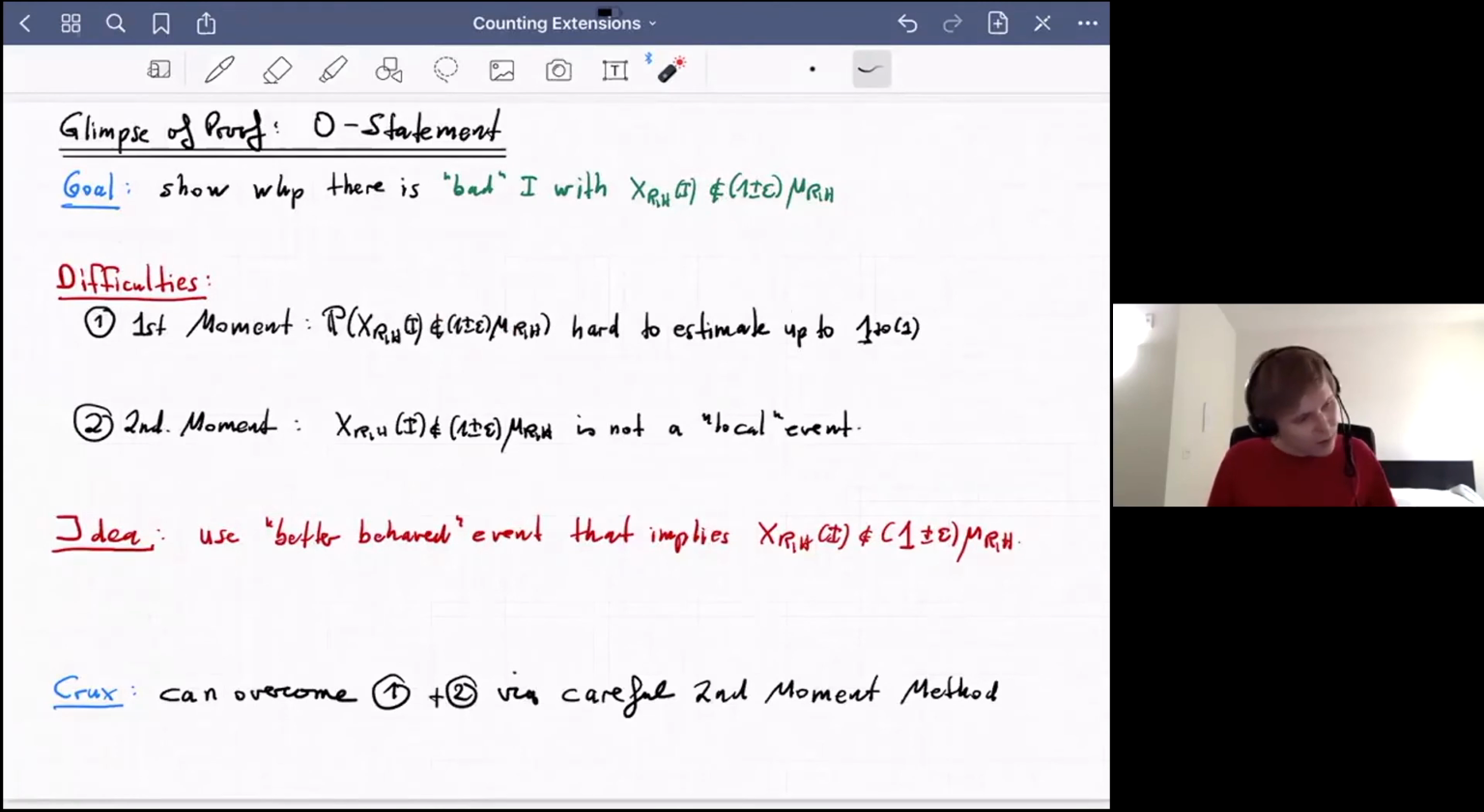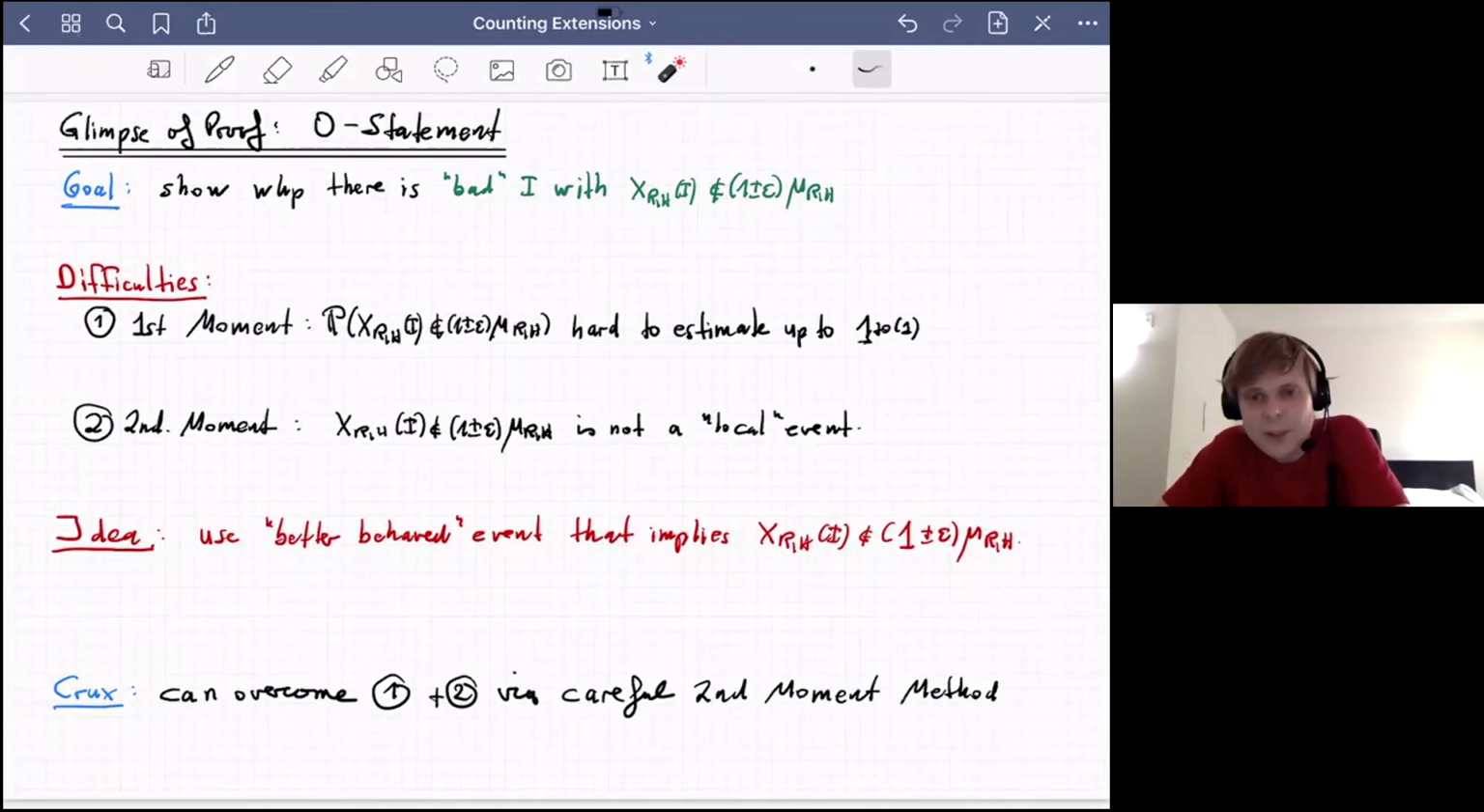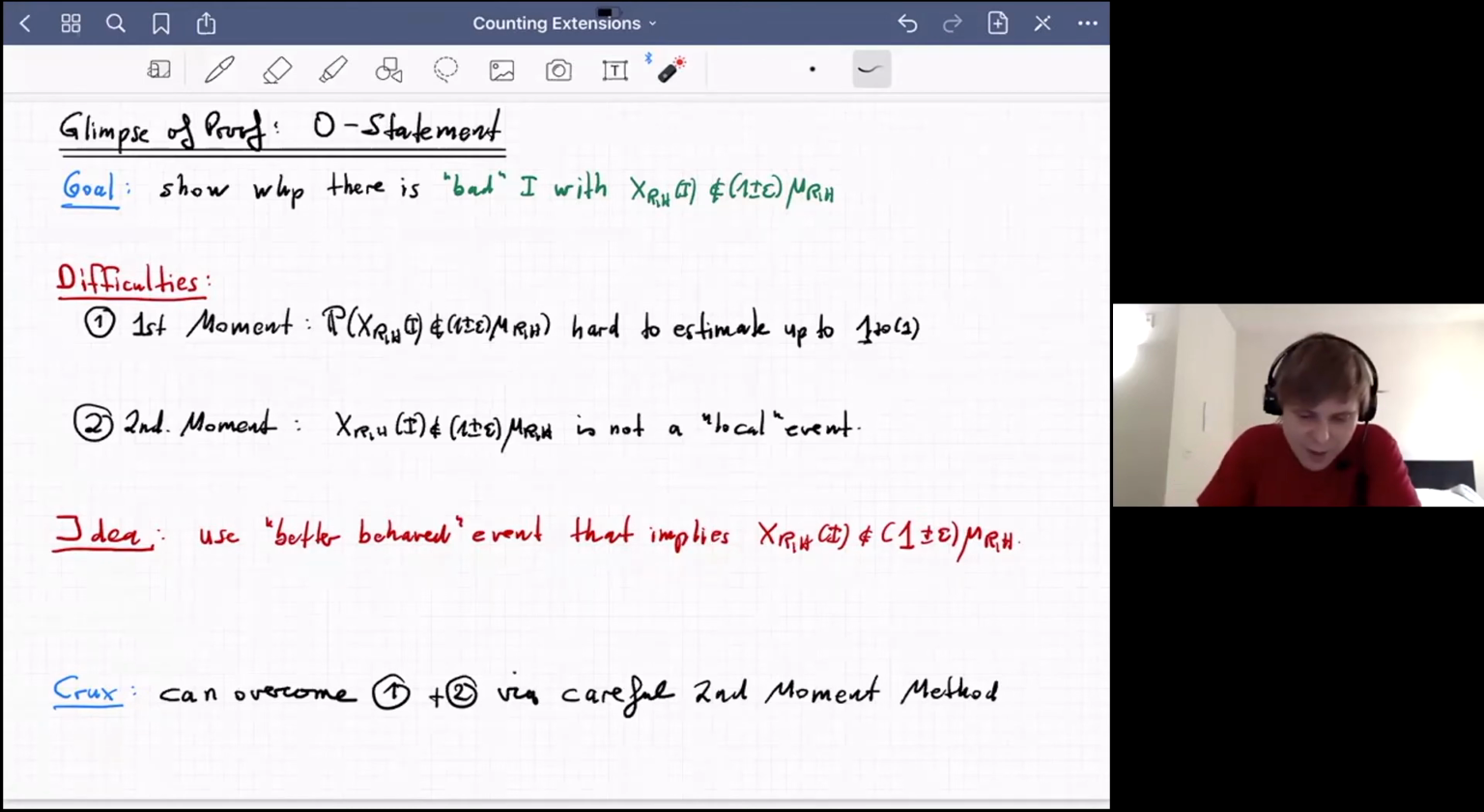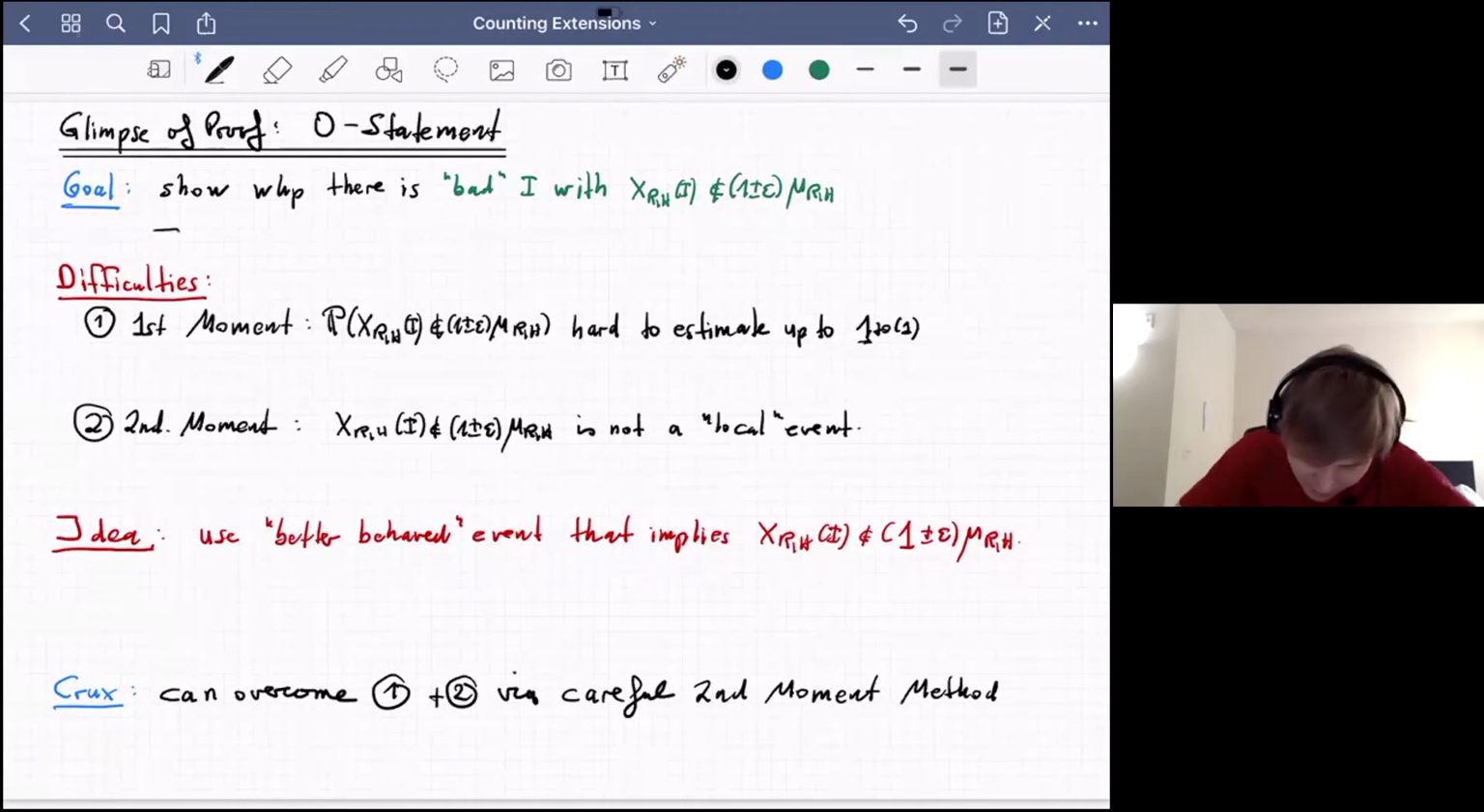Say one or two things about the proof. So we want to show exactly what was just asked. What do we need to show for the 0 statement? We need to show that there's some, let's again just work with a triangle example, we need to find one vertex which sits in the wrong number of triangles. Okay. And so whenever in random graph theory we need to show that something bad exists, the first thing that comes to mind is that we want to use the second moment method.